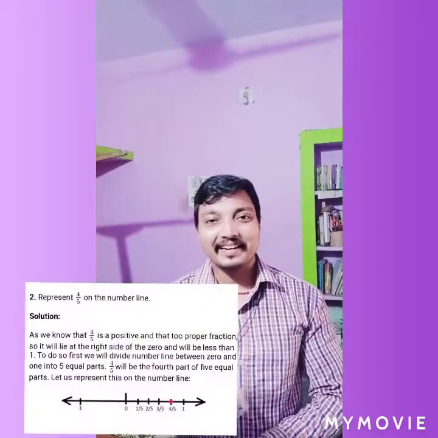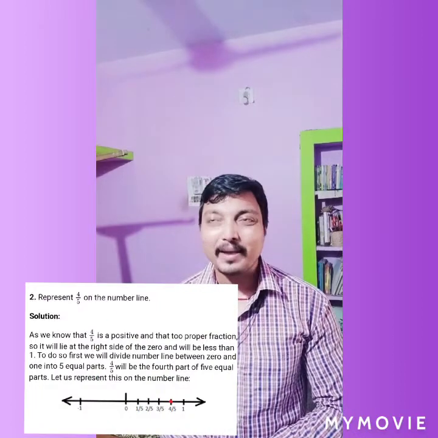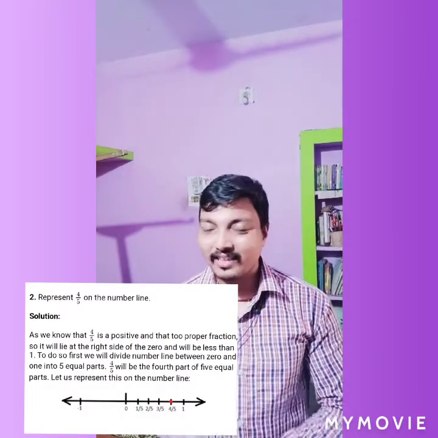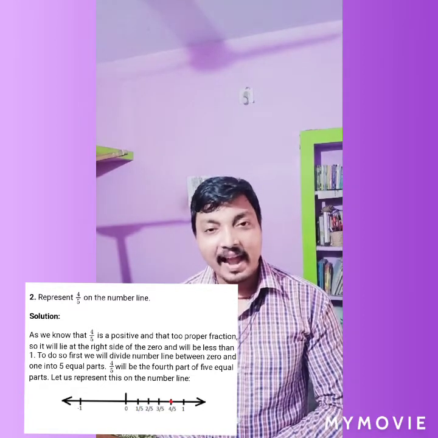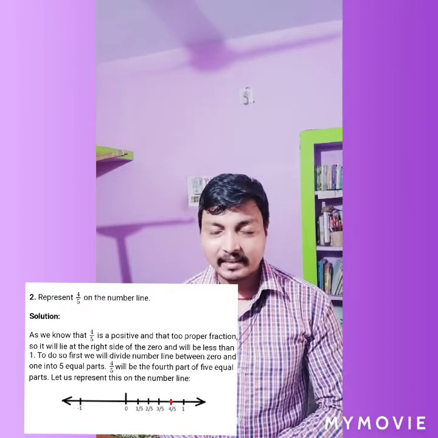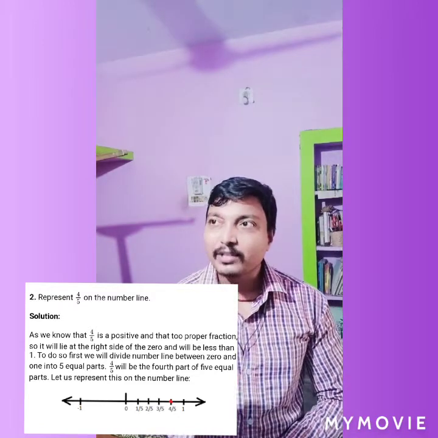Okay, another question I am showing to you. Another question is 4 by 5. Also in 4 by 5 the numerator is smaller than the denominator, and the rational number is positive, so 100% it lies between 0 and 1.